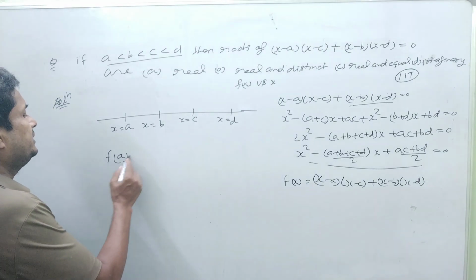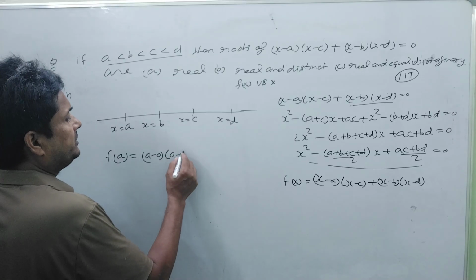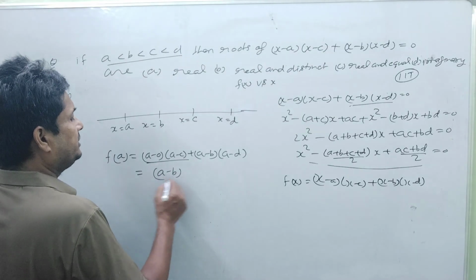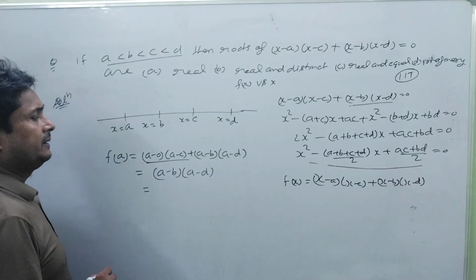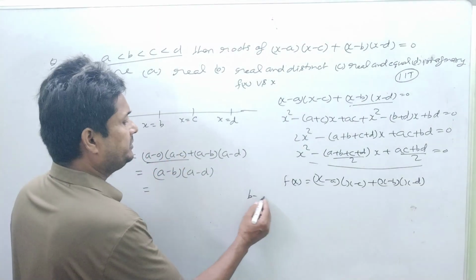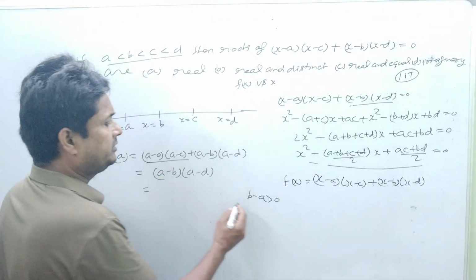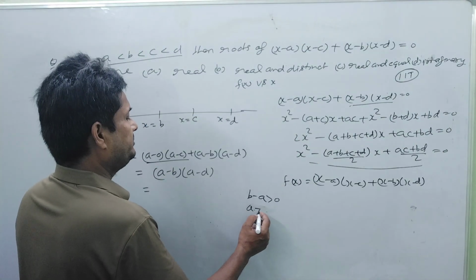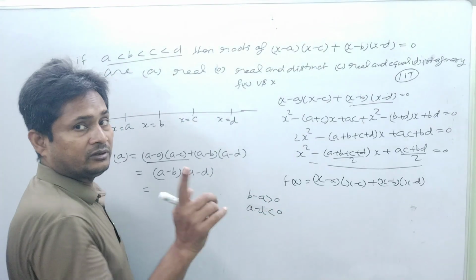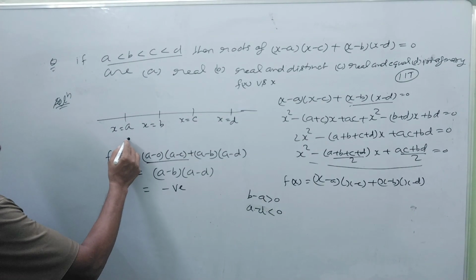So find out f of a here. Put x equal to a in this equation. It will give you (a minus a)(a minus c) plus (a minus b)(a minus d). The first term is 0, so the value is coming (a minus b)(a minus d). Now think about this. The question says the order of these four numbers is given. So b minus a will be positive since b is greater than a, and d is also greater than a, so a minus d will be negative. The product of these two will be negative. So f of a is coming negative, and here it is a negative value.